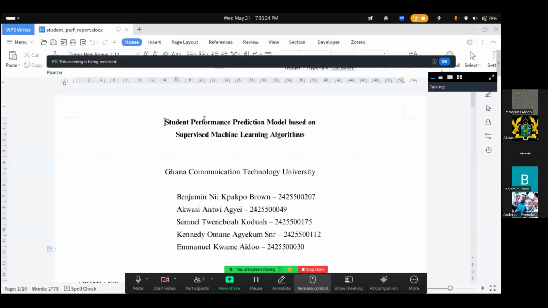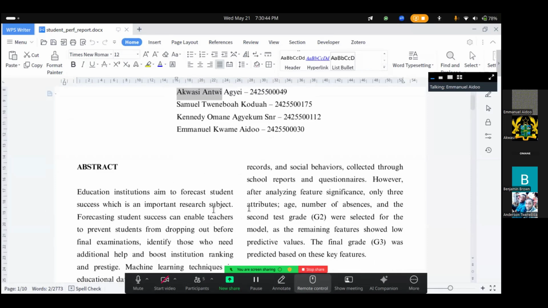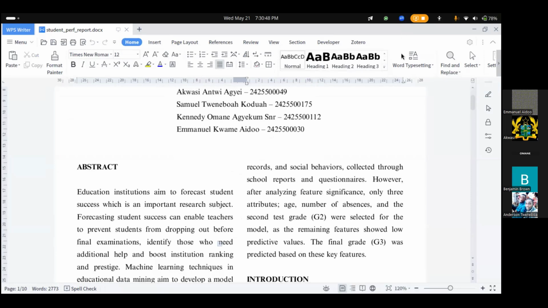Please, this is group three, and we will be presenting on students' performance checking using machine learning algorithms. These are my group members: Benjamin Brown, Akwesi Entry, Samuel Kinupua Odia, Kennedy Omane, and Emmanuel Kwame Edu. First of all, I would like us to go through the code and then come back to the documentation.